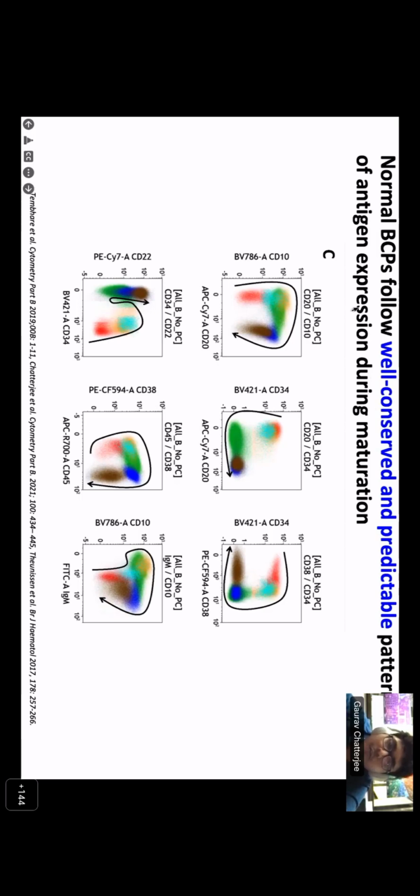So the point is that in normal maturation, not only B cell precursors, even if you see myeloid and other maturation, they will follow a well conserved and predictable pattern of antigen expression. So the concept here is that when any cell matures, there is a predictable pattern of antigen loss and antigen gain. So for example, when they are maturing, there is a predictable pattern of CD10 gain and then CD20 gain and then CD10 loss. So this pattern is predictable. This will happen in all cases when you see normal marrow, right?